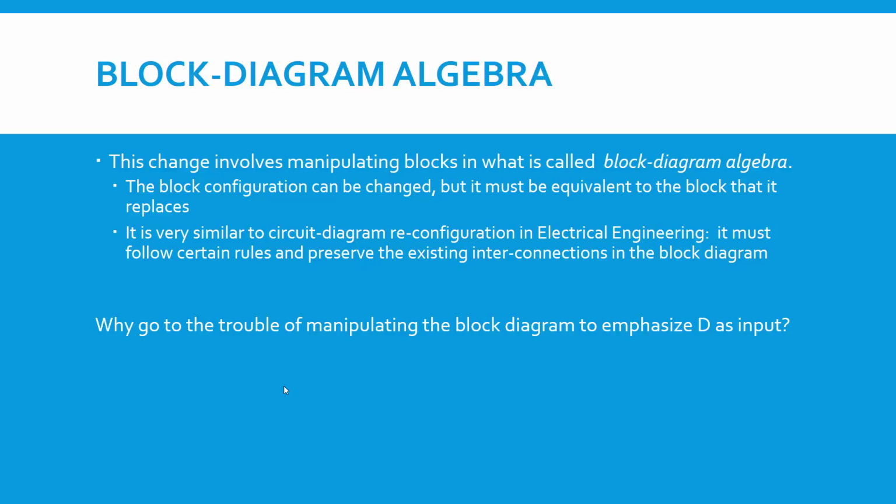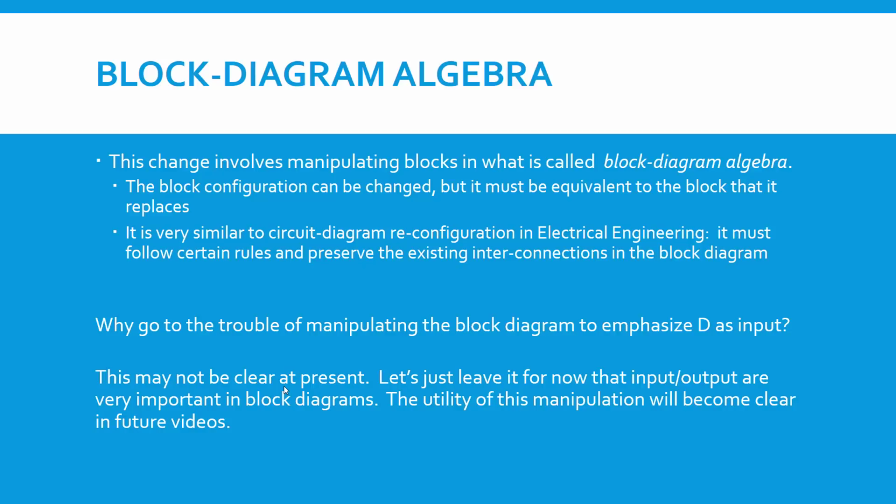Why do we want to emphasize that D is the input? It may not be easy to describe that at present, but let's just leave it at this: in block diagrams the input and the output are very important, and there is a rationale for wanting to emphasize what the input to the block is and what the output is, what the cause is and what the effect is, basically.